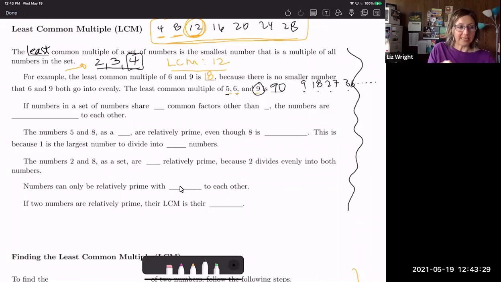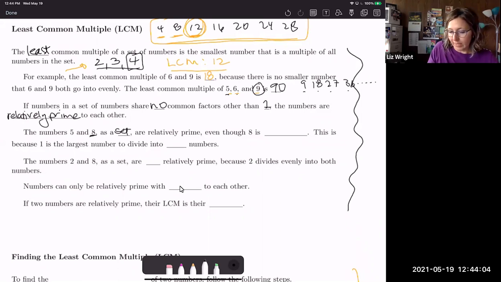If numbers in a set share no common factors other than 1, the numbers are considered relatively prime to each other. So here's your definition. Relatively prime to each other. So that means like the numbers 5 and 8 as a set of those numbers are relatively prime. And I know you might be thinking, well, wait a second, 8 is composite, it's not prime. Well, they're relatively prime to one another.